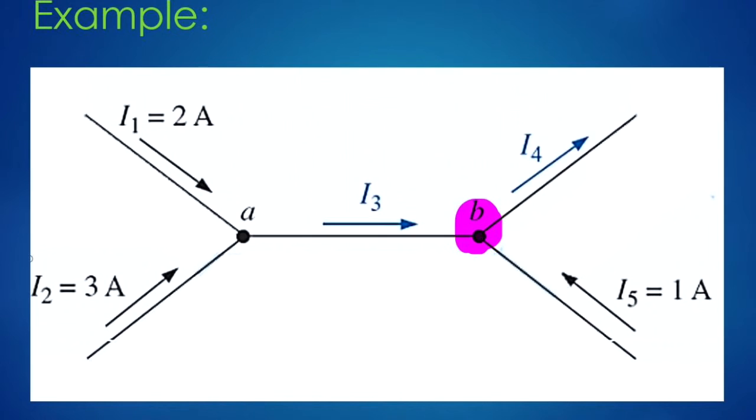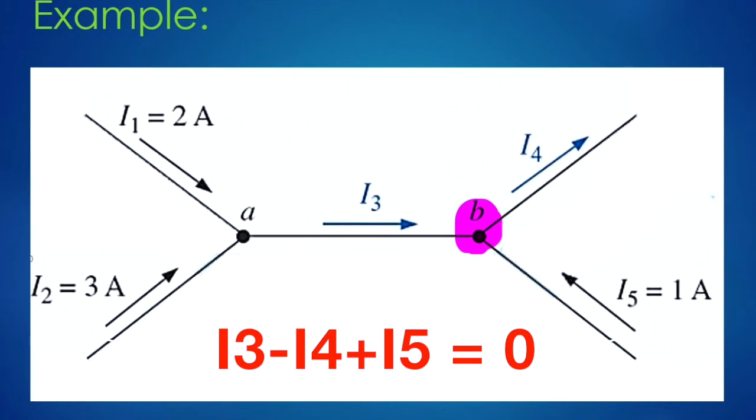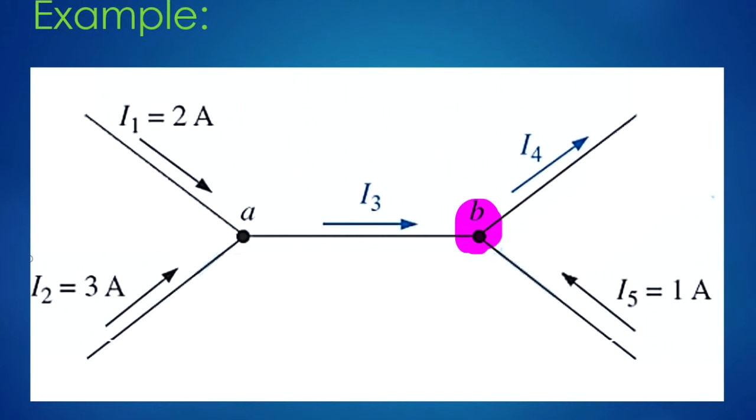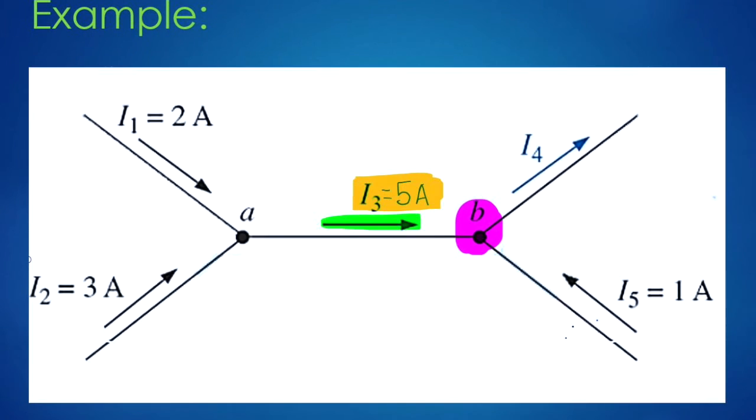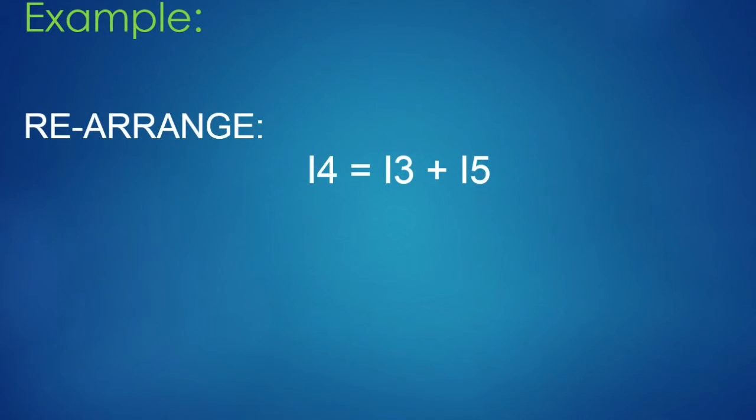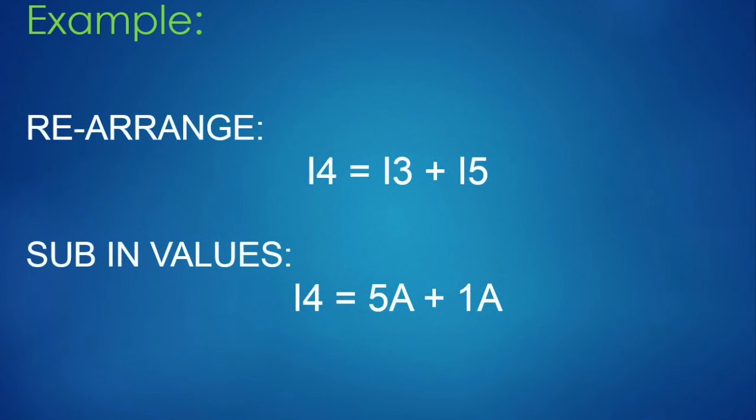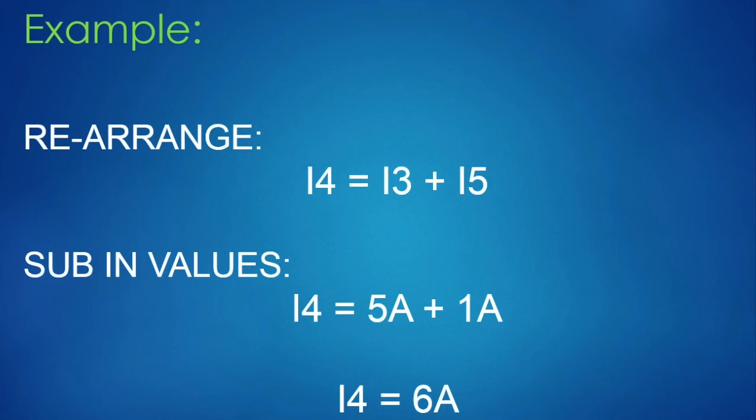The same process can be used around junction B, where the formula I3 minus I4 plus I5 equals 0 can be concluded, where I3 is now entering the junction, therefore positive. Rearranging the formula, making I4 the subject, and then subbing in given values using the I3 previously calculated, it is deduced that I4 equals 6 amps.